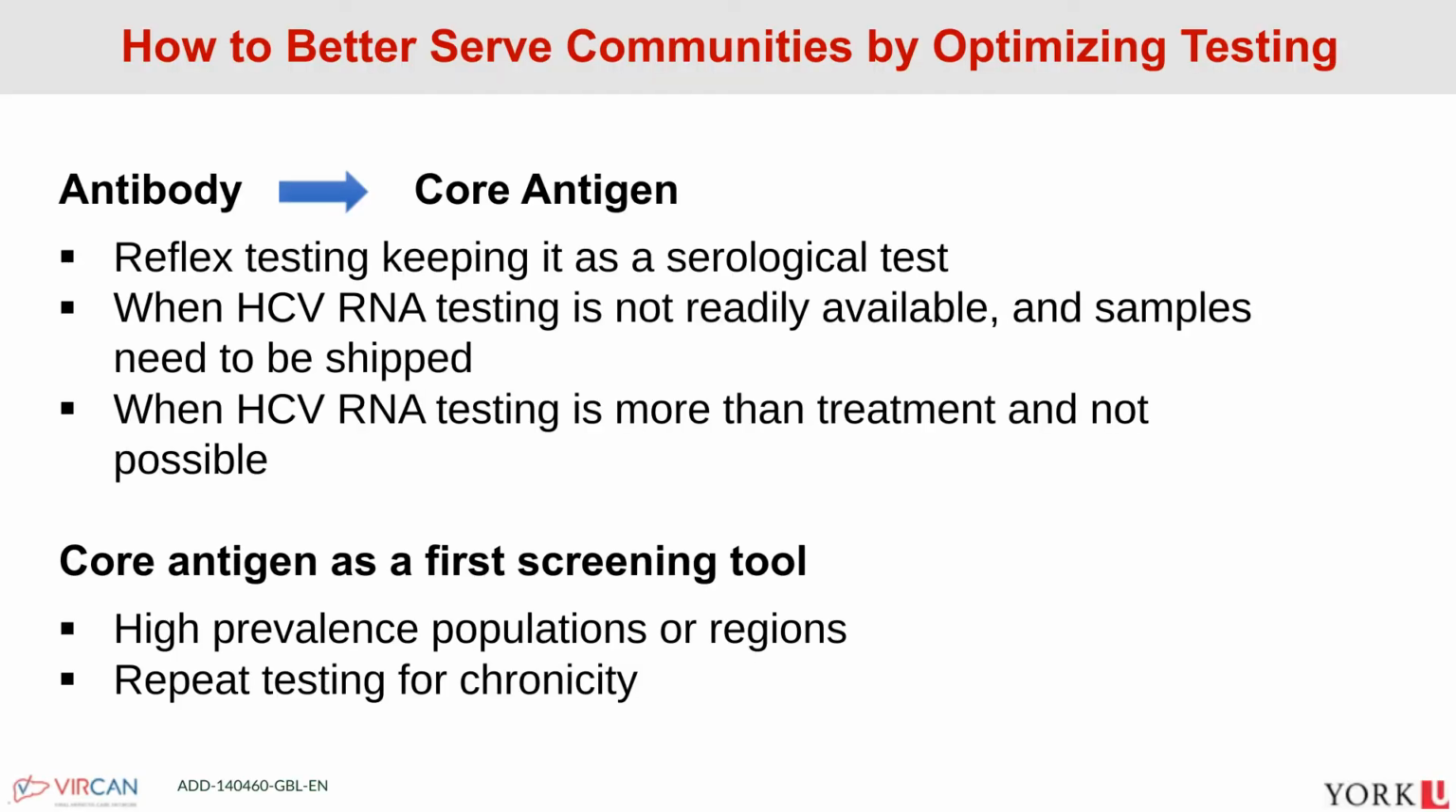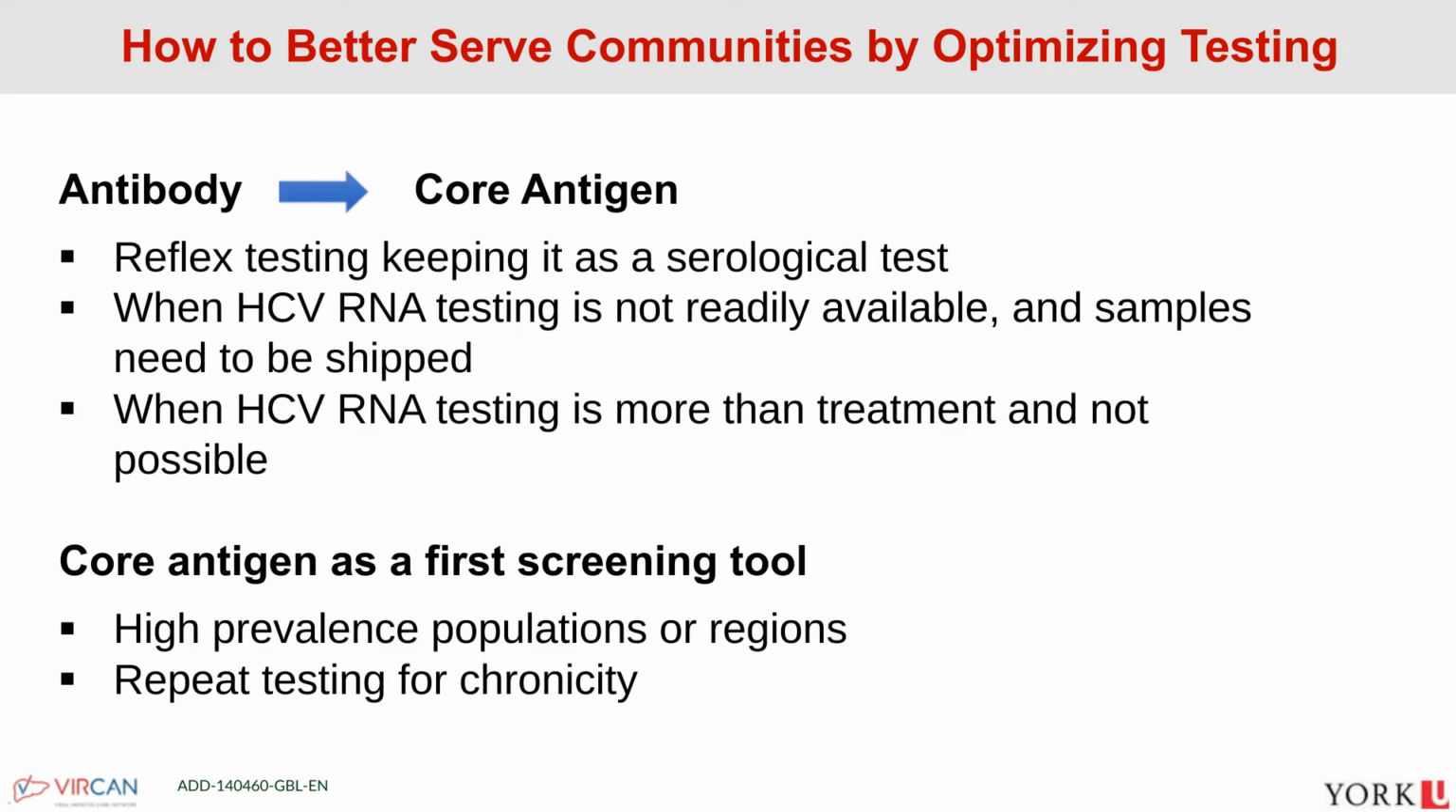I'll just end off with a couple of take home conclusions around the screening and diagnosis aspect of the talk. One thought would be around optimizing testing, and how can we do that? Well, we really should think hard about incorporating core antigen into our testing algorithms. So, moving from antibody positivity to reflex testing, this helps us keep this in the serological wheelhouse when Hep C RNA testing is not readily available, when samples need to be shipped, or when it's too expensive.